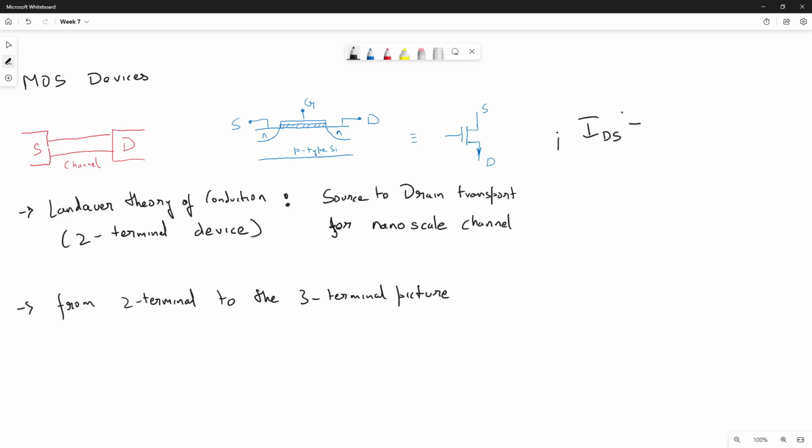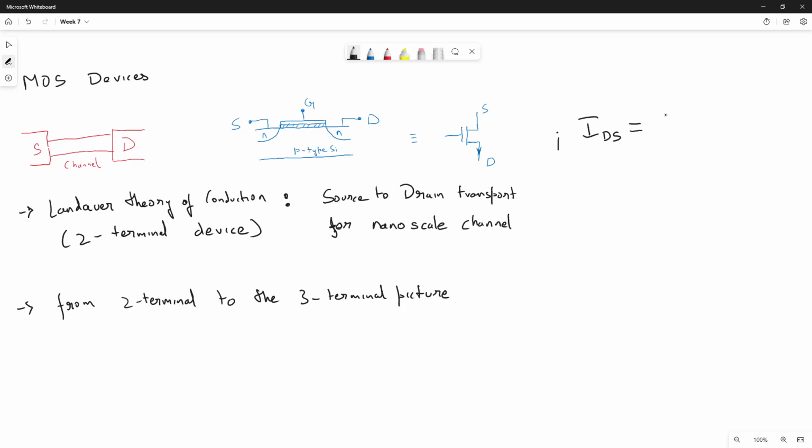Now, just off the top of your head, what will IDS depend on? Basically, sir, IDS is the drain to source current, and mostly it depends on the drain to source voltage, but of course on the gate source voltage also.